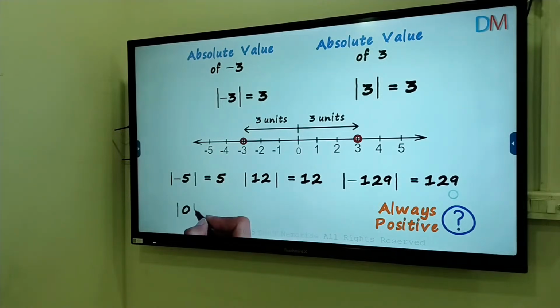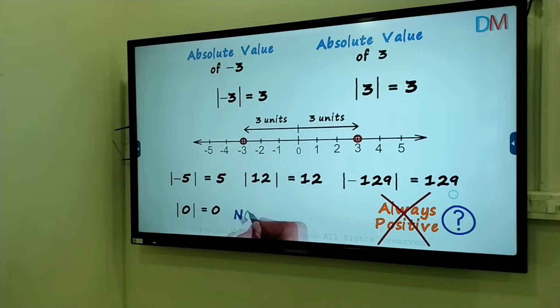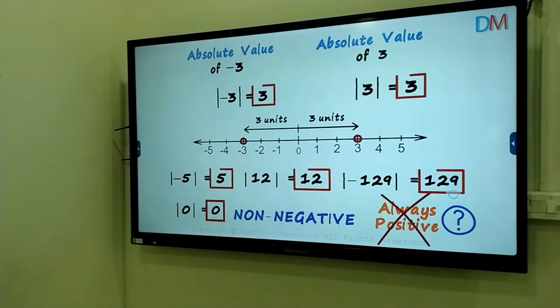What is the absolute value of 0? 0 is 0 units away from 0. The absolute value of 0 is 0. Is 0 positive? No, it's neither positive nor negative. So it would be incorrect to say that the absolute value of a number is always positive. But you can say that it will always be non-negative, which means it will be 0 or positive.